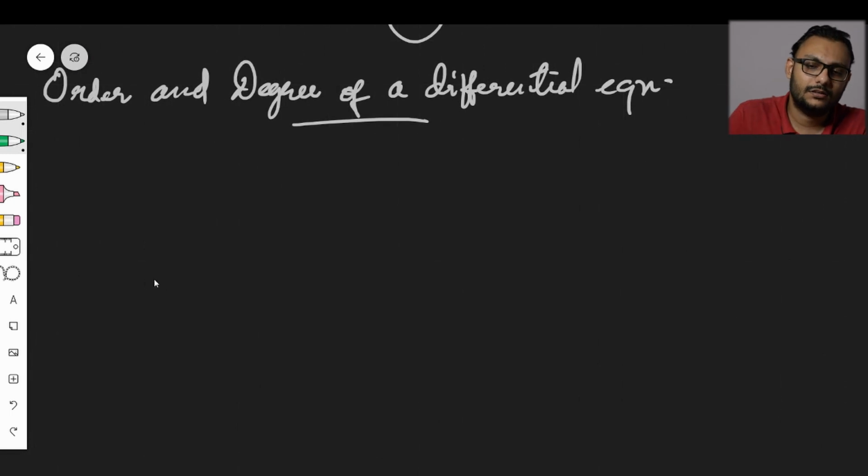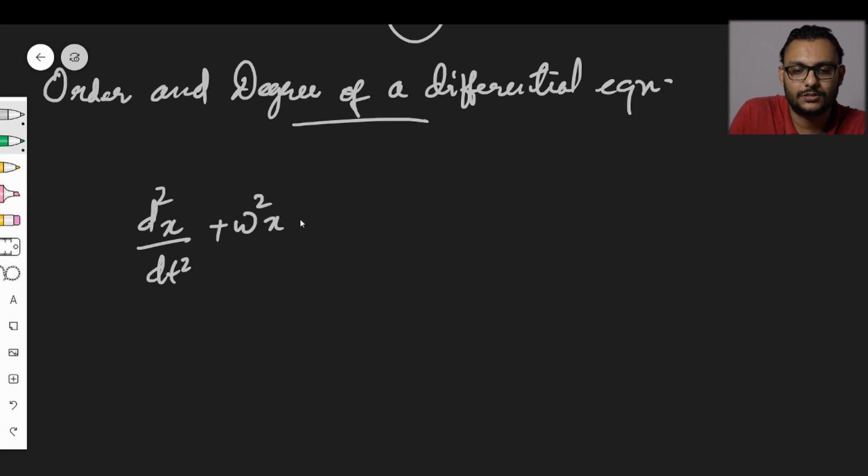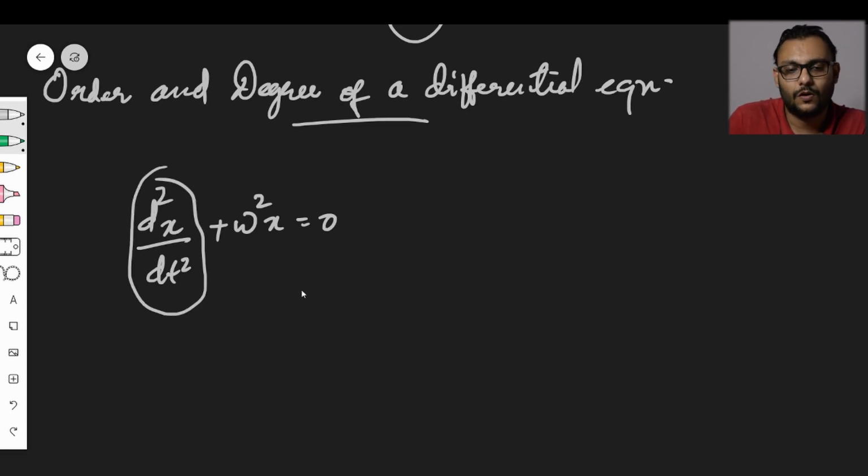Let us consider a differential equation, d square x by dt square plus omega square x is equal to 0. This is a very famous differential equation. In this equation, if we check the differential term, we get d square x by dt square. So order is nothing but the order of the highest order derivative term.